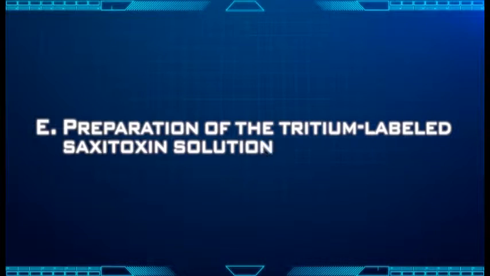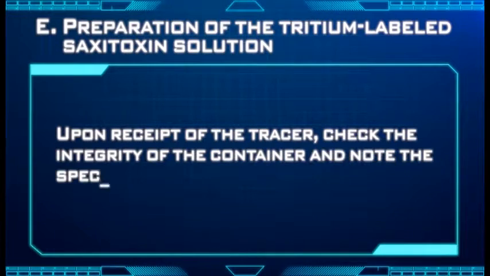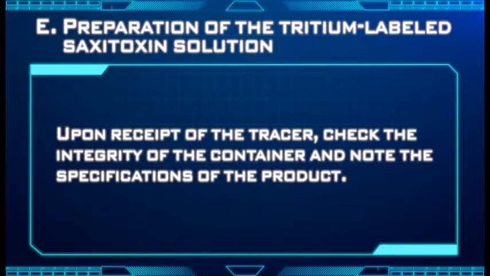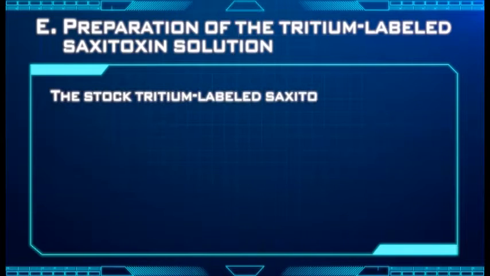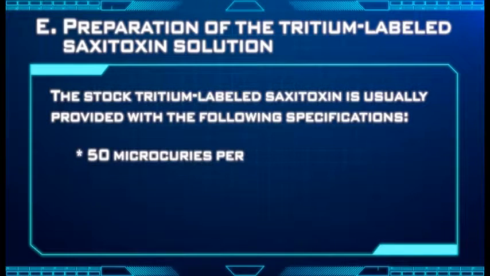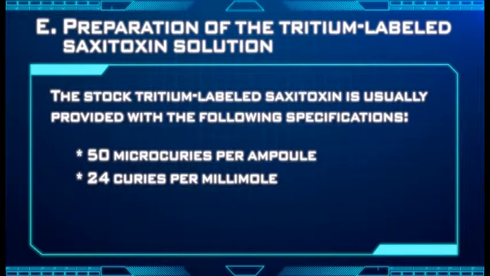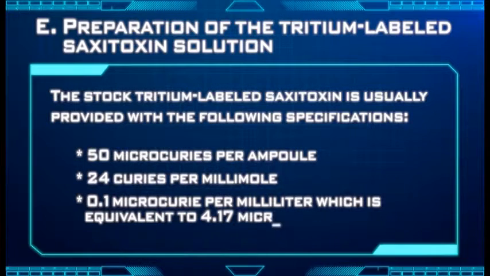E. Preparation of the tritium-labeled saxitoxin solution. Upon receipt of the tracer, check the integrity of the container and note the specifications of the product. The stock tritium-labeled saxitoxin is usually provided with the following specifications: 50 microcuries per ampule, 24 curies per millimole, 0.1 microcurie per milliliter, which is equivalent to 4.17 micromolar.